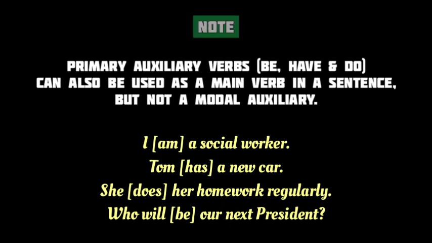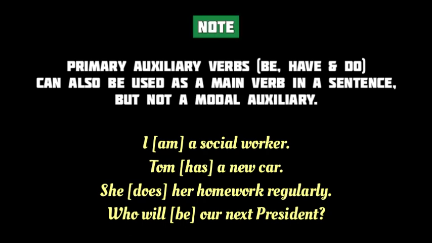Last but not the least, we know that verbs be, have and do in all their different forms as mentioned earlier in the video are called primary auxiliary verbs. But verbs be, have and do can also be used as a main verb in a sentence. For example, in the sentence, "I am a social worker," "am" is the only and main verb in the sentence denoting a state of being.